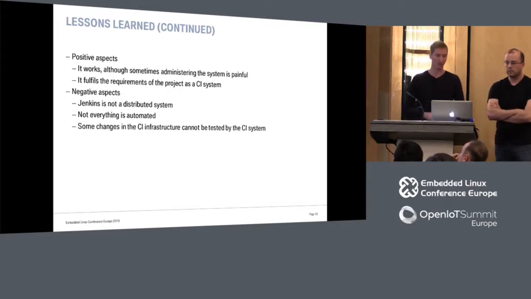The negative aspects, like I mentioned, Jenkins isn't really a distributed system, even though you can trigger a job remotely on another Jenkins master, but that actually doesn't work quite reliably. And we haven't automated all bits and pieces, but we're working on that and trying to push everything into Ansible. And some changes in our CI infrastructure cannot actually be tested by the infrastructure or the CI jobs themselves. For example, rolling out new Jenkins versions or Jenkins module changes.